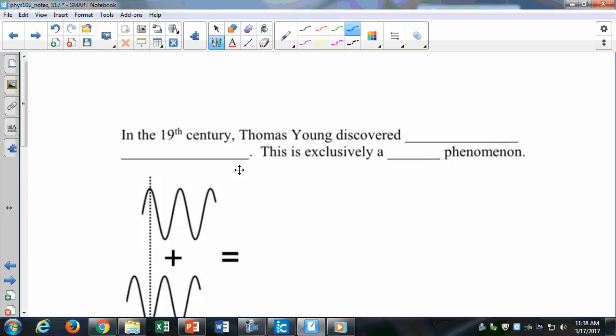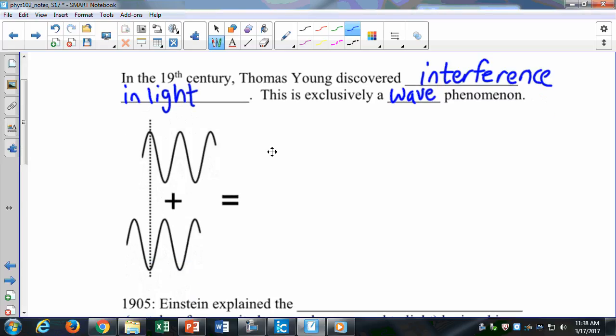Anyway, he discovered interference in light. And we'll have a whole chapter on interference. It's pretty cool, actually. And this is exclusively a wave phenomenon. And so, like, if they would have had the Nobel Prize back then, he would have won it, because it was a big deal.